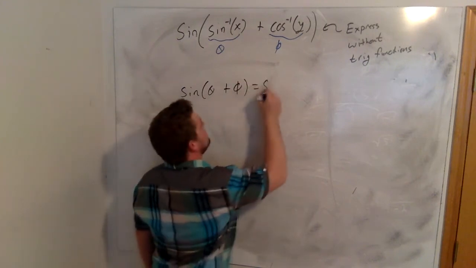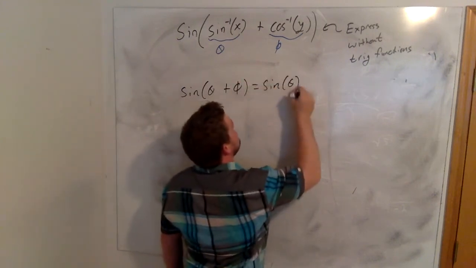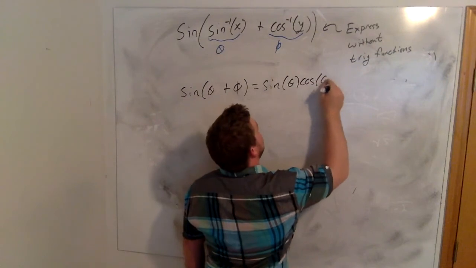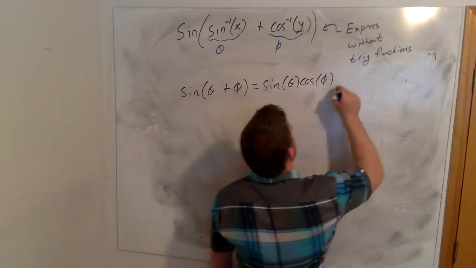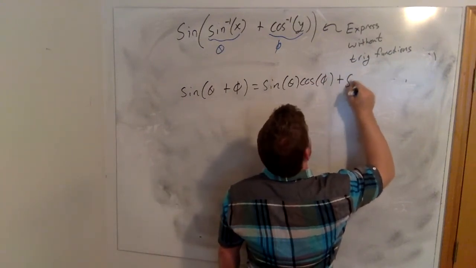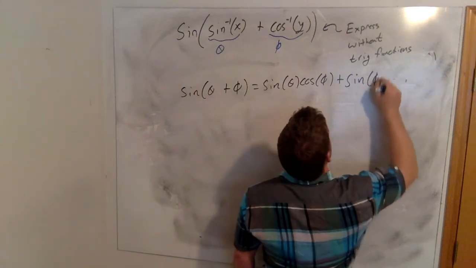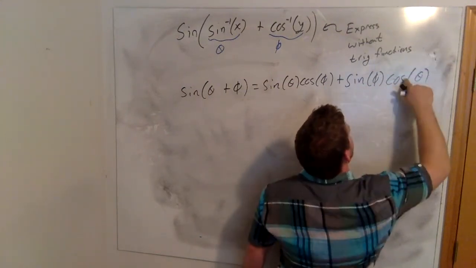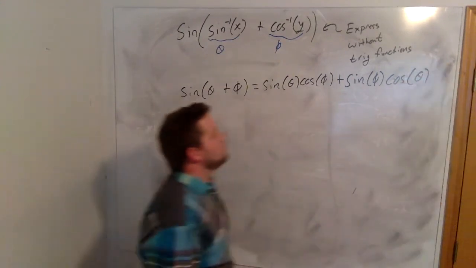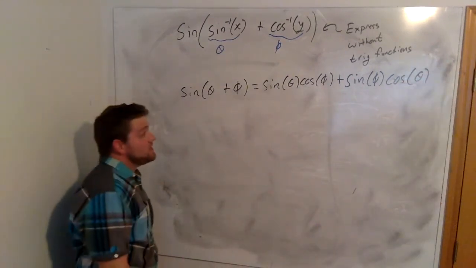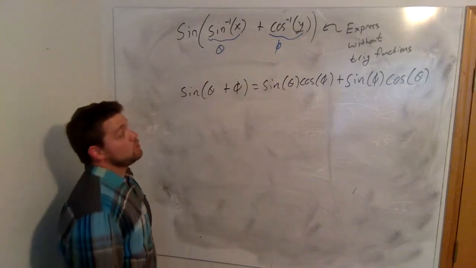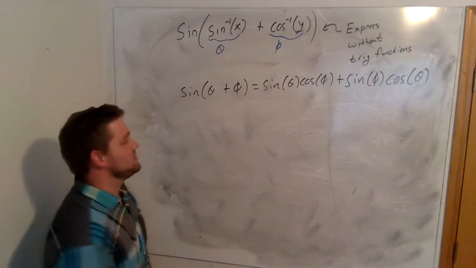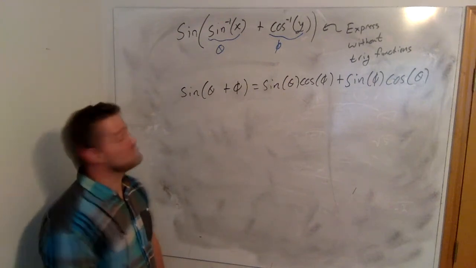This is the same thing as sine of theta times the cosine of phi, plus, since sine likes to follow the rules, the sine of phi times the cosine of theta. So what we need to do is figure out what sine of theta is, what cosine of theta is, what's cosine of phi, and what's sine of phi. What are we going to do? We're going to draw some triangles.